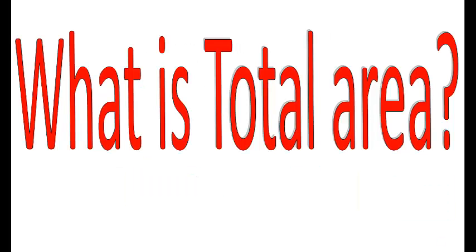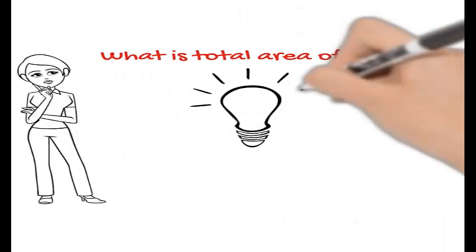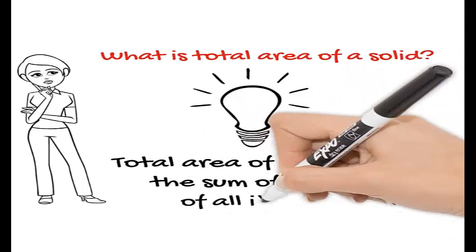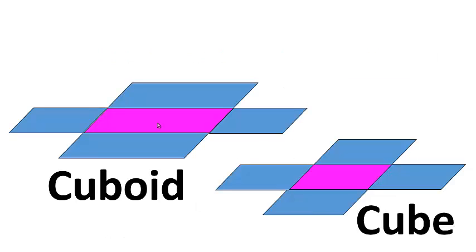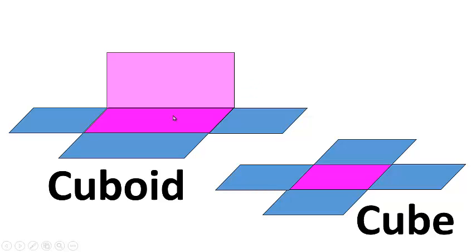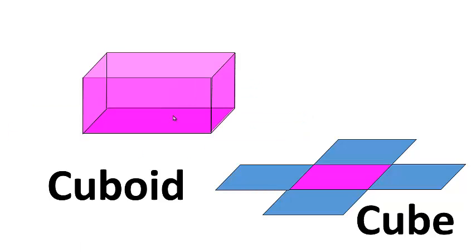Now, what about the total area? The total area of a solid is the sum of the area of all its six faces. So when I'm calculating the total area of a cube or a cuboid, I am calculating the whole area, including all the six faces. Nothing is not included. Total area of a cuboid means that I am calculating the area of the bottom, side 1, 2, 3, 4, and the top as well. I am having the area of all six faces.